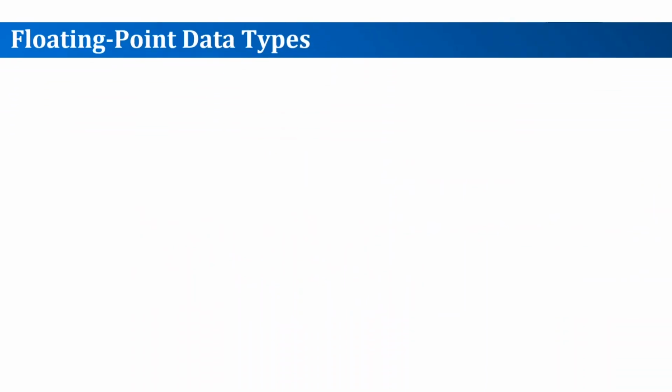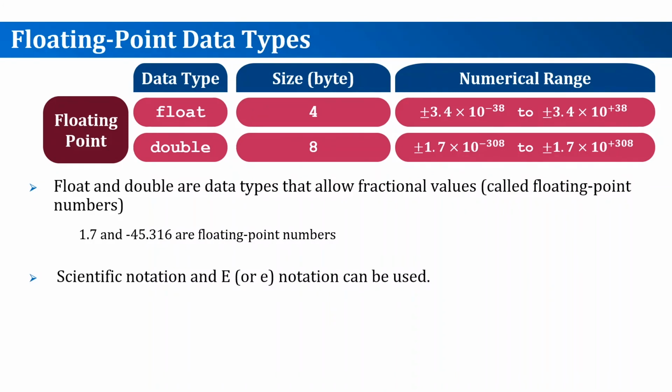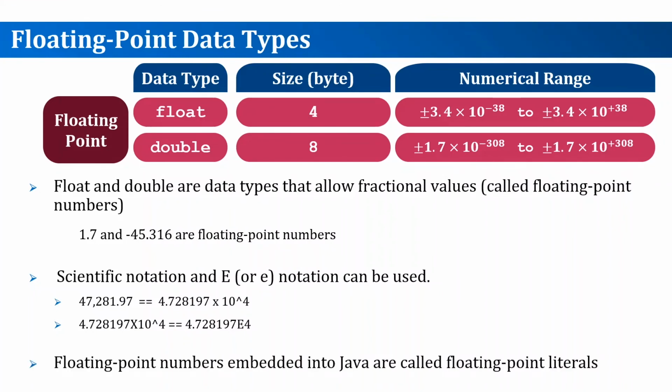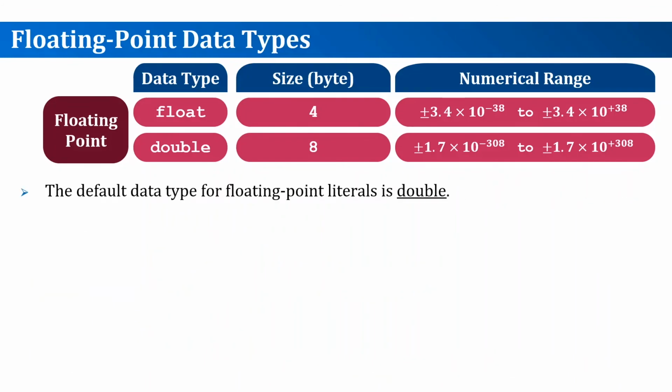Next, let's discuss the floating point data types. Floating point data types are the data types that allow fractions. You can use upper or lower case e to write the long floating point numbers. A number with fractions written in your code is a floating point literal. By default, Java treats floating point literals as double.